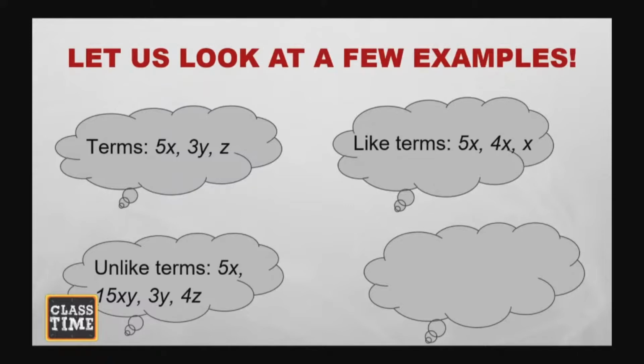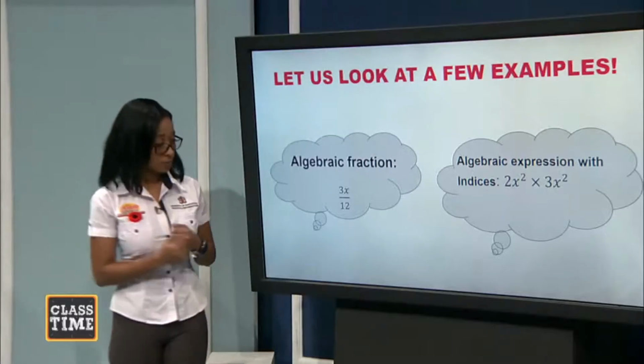Let us look at algebraic fraction. Algebraic fraction, here's an example. Oh, expressions. We missed expressions. Oh, yes, we missed expressions. So we have 5x plus 15xy. That's an expression to itself. We also have 3y minus 4z. That's another expression. So 5x plus 15xy. If we look carefully, we will see that 5x is one term, 15xy is another term, and we do have our plus sign there, so it's an expression.